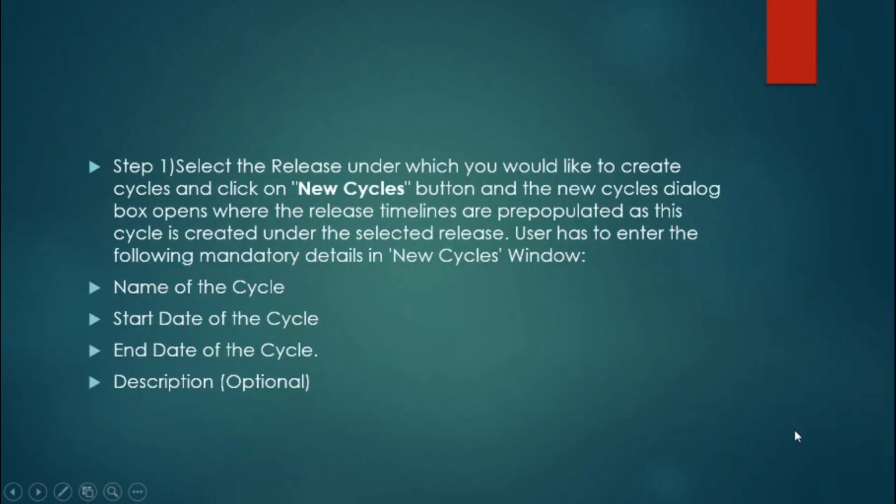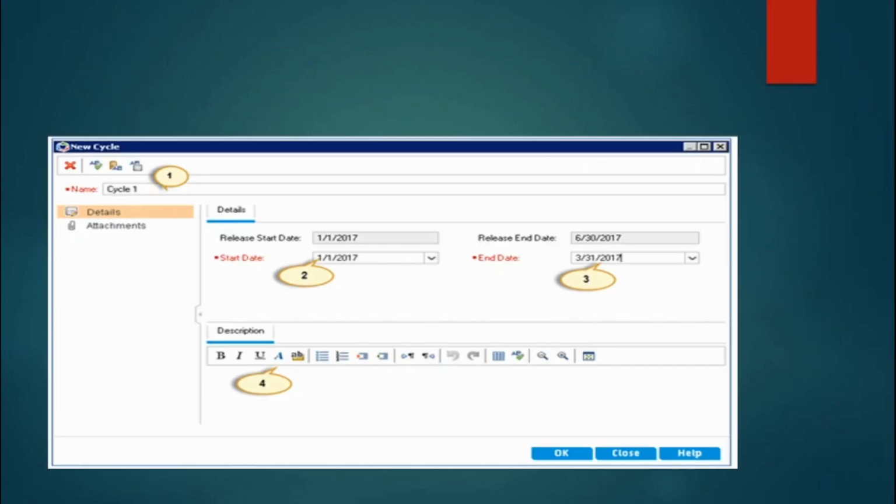Okay, now select the release under which you want to create the cycle and click on the new cycle button. Once you click on it, you will see the name of the cycle, start date, end date, and description. Description is an optional field. So these three are the mandatory fields which you have to fill while creating the cycle. You will see the red labels; these are the mandatory fields.